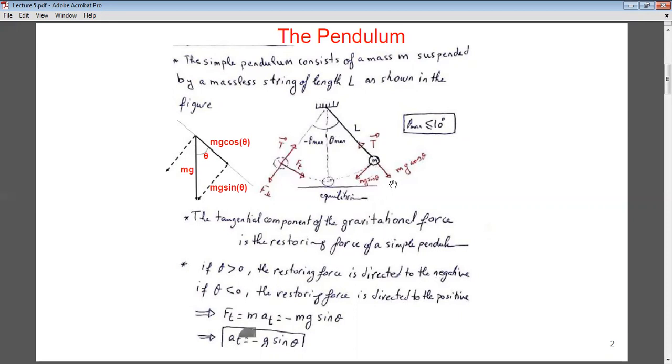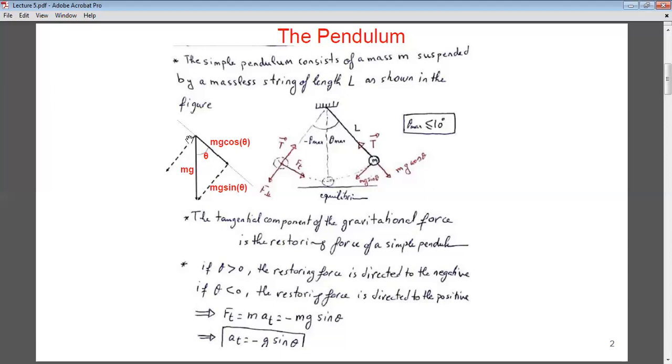So the tangential component of the gravitational force: this object is swinging due to gravity, as a matter of fact. This mass has the weight, which is mg, and this mg has two components, one along the tangent of the oscillation, and one along the radius, which we call centripetal. So it has two components.